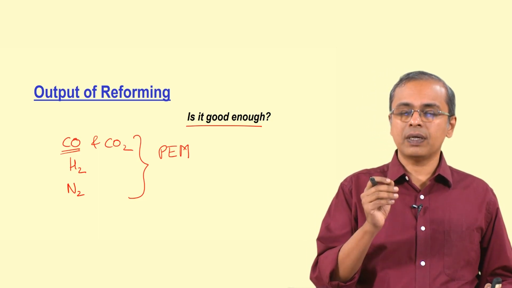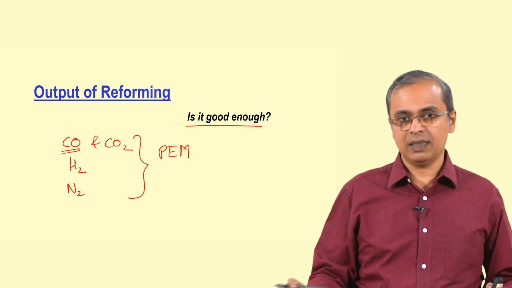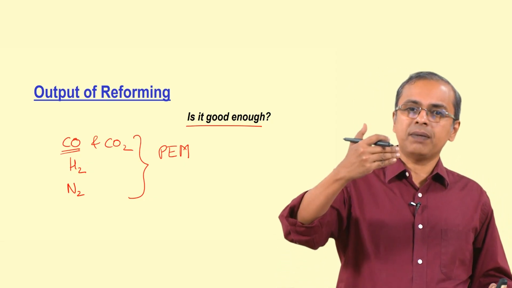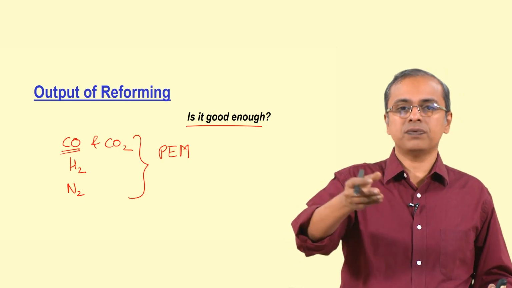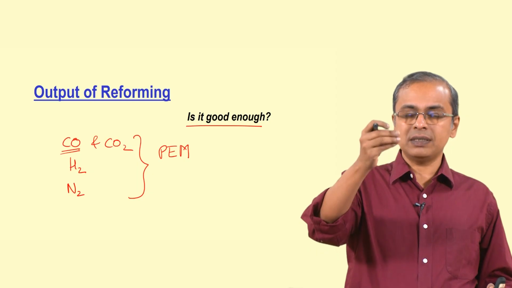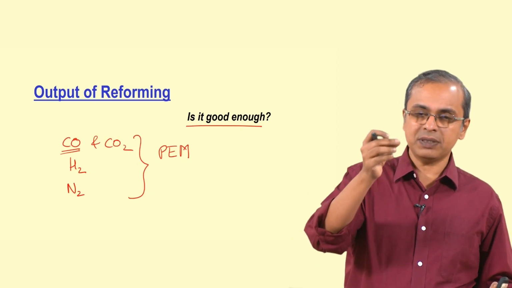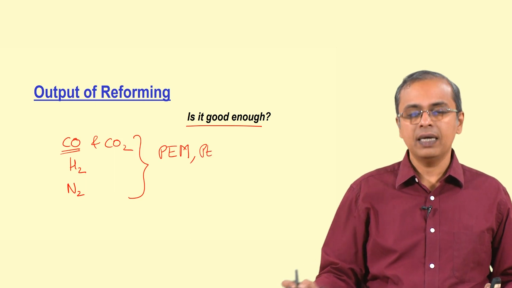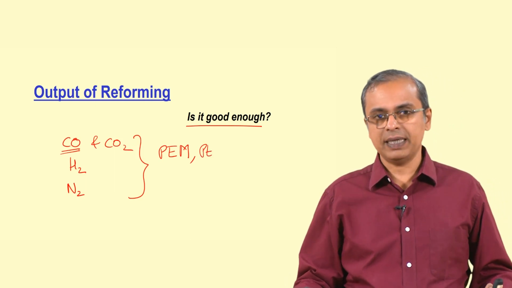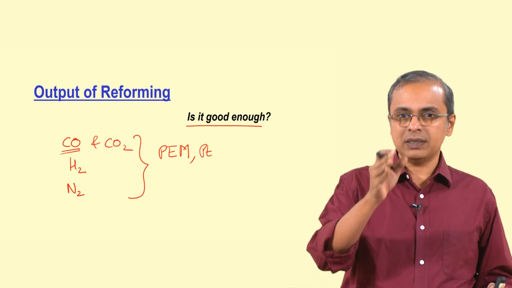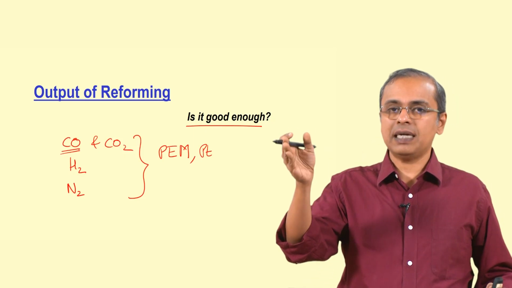Even if you have say 1% carbon monoxide, it will completely kill the operation of the cell. Kill meaning it will completely stop the operation of the cell within minutes of the cell starting. Basically what it does is the carbon monoxide goes and sits on the catalyst sites. Platinum is the catalyst that is being used in the PEM fuel cell, typically platinum or some other catalyst also may be there. Typically when platinum is used, the carbon monoxide goes and sits on top of the platinum and does not leave the site of the platinum.